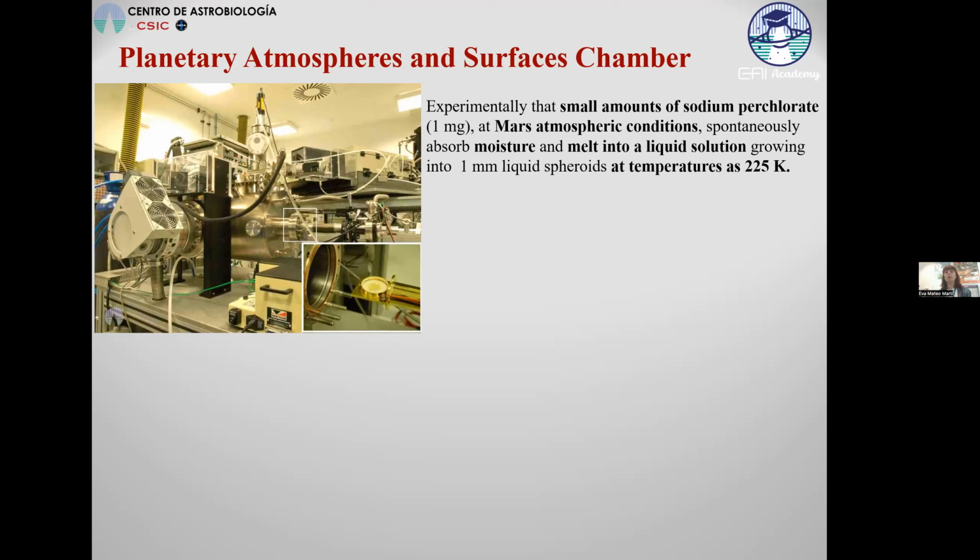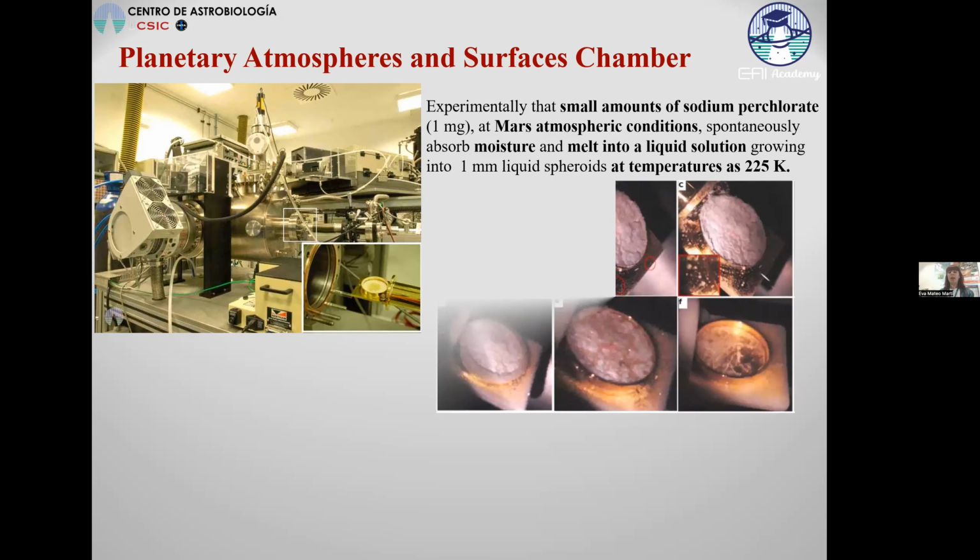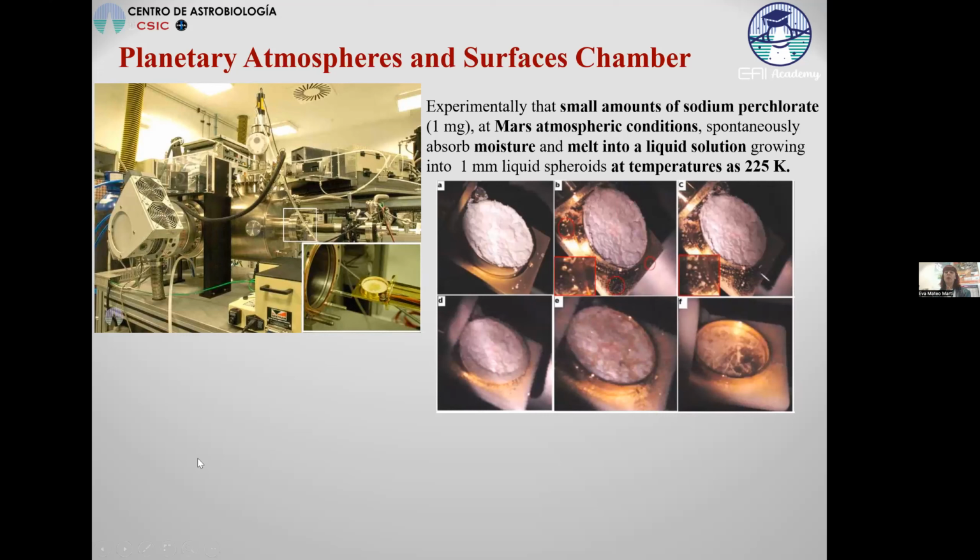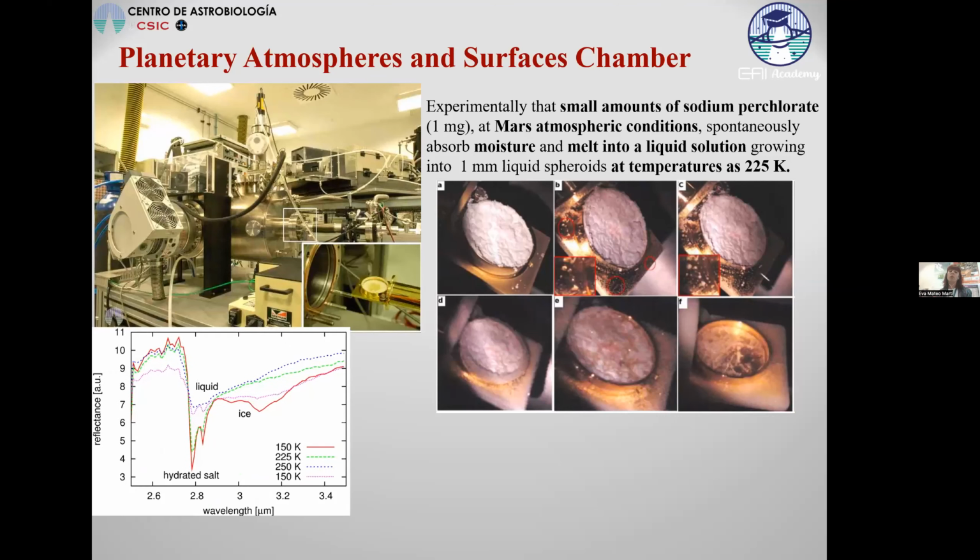We took a small amount of sodium perchlorate, introduced it inside the chamber, and simulated the Mars atmospheric conditions, but we put some water vapor into the system. And we could see, even by eye, the evolution of the perchlorate. In the beginning it was in this state, and then it was evolving almost to melt into a liquid solution. So the mineral was behaving like a sponge, trapping the water, and then almost turning into a liquid solution. We could see that by eye, but we could also monitor those chemical and physical changes by infrared spectroscopy.